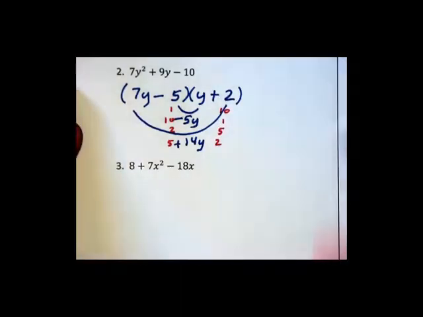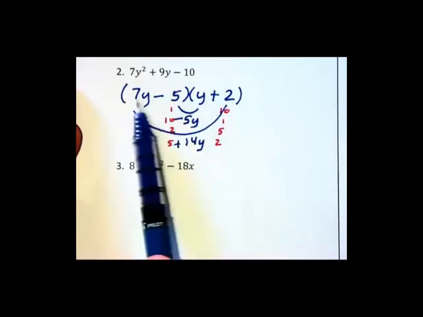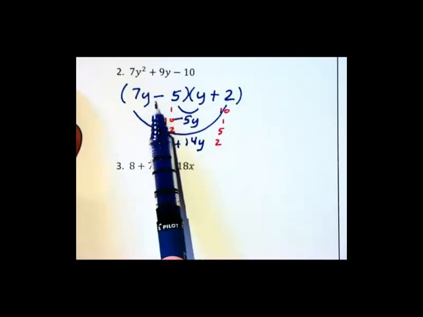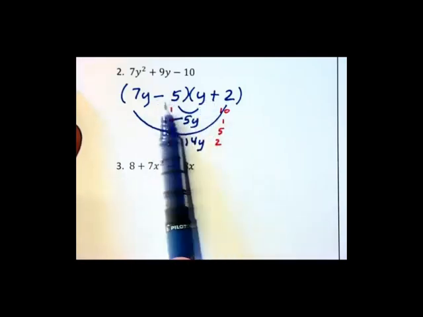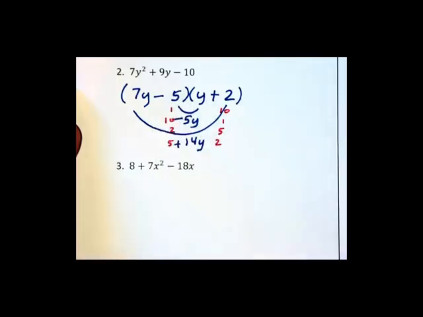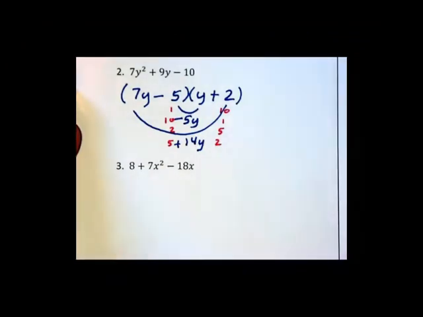Now, notice again, it doesn't matter which order you write these in, as long as the y plus 2 is together and the 7y minus 5 is together. It doesn't matter if you reverse the two parentheses. However, if you mess up the signs, it's wrong. Those middle terms won't combine together to give you that positive 9.